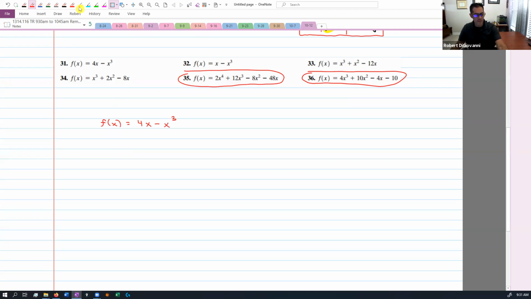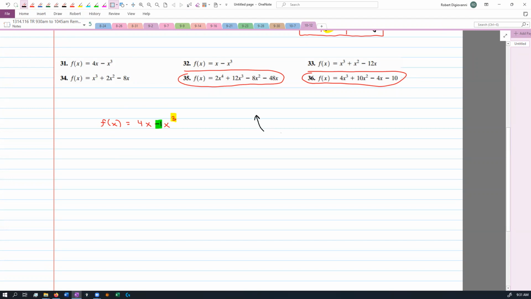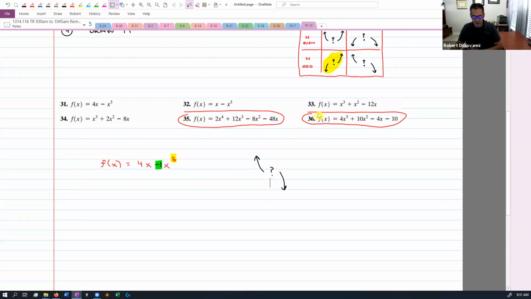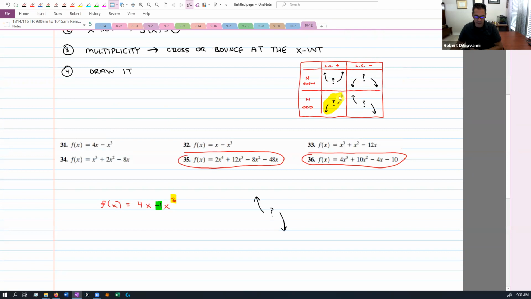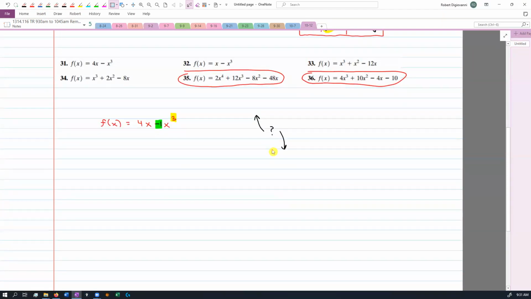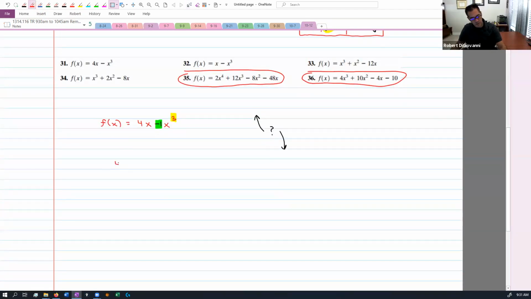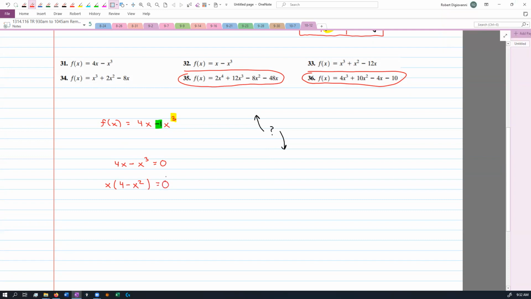The degree of this polynomial is 3, and the leading coefficient is -1, right? Yes. And so it should go up on the left and down on the right, according to this chart that we have here, right? Mm-hmm. And then when you set it equal to 0, this would be the next step. We pull out a GCF of X, and that leaves us 4 minus X squared equals 0, right? Yeah, that's what I got too.